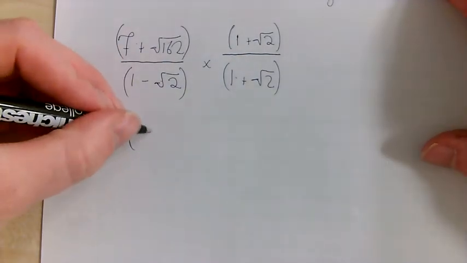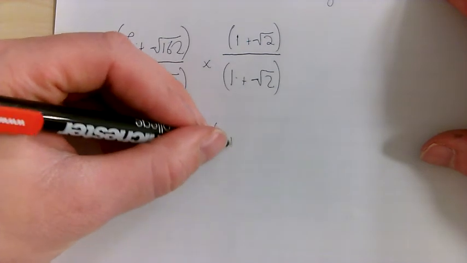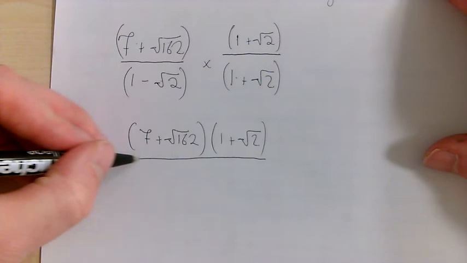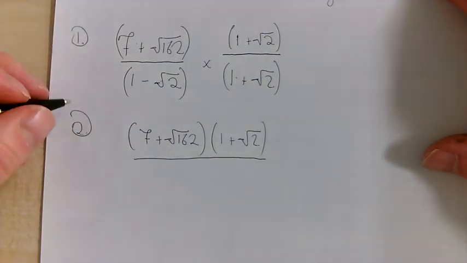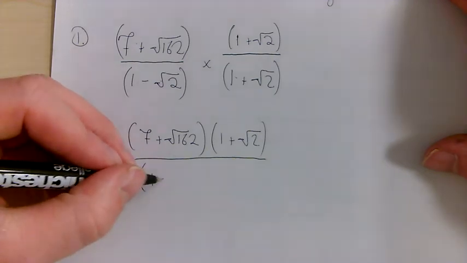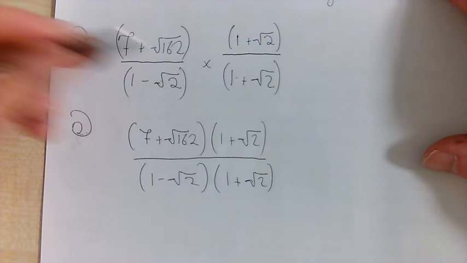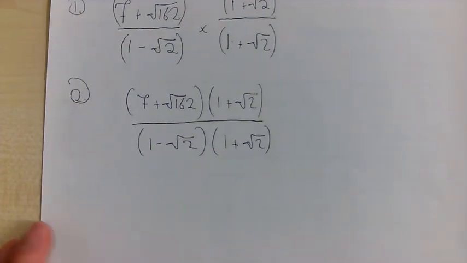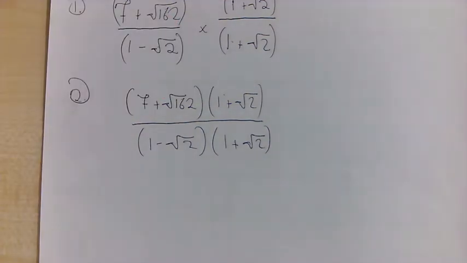We've got 7 plus root 162, and that is being multiplied by 1 plus root 2. In our denominator, 1 minus root 2 multiplied by 1 plus root 2. Right, now, double brackets, just like you would with algebra. We'll use the smile or the grid method to multiply everything in one bracket by everything in the other bracket.